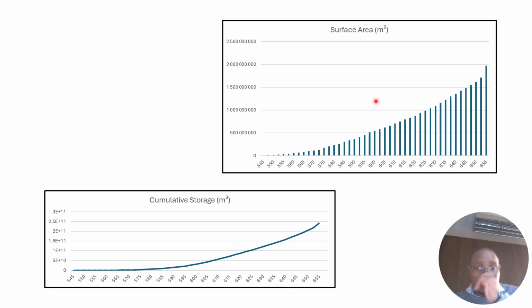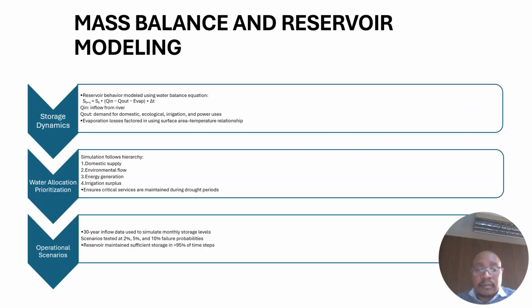And then these are some of the graphs and calculations that were done: the surface area, the cumulative storage, roughly there. And then the mass balance and reservoir modeling, following on the model. I looked at the storage dynamics, the water allocation, and the operational scenarios. And then the storage dynamics, the reservoir behavior model using the water balance equation.